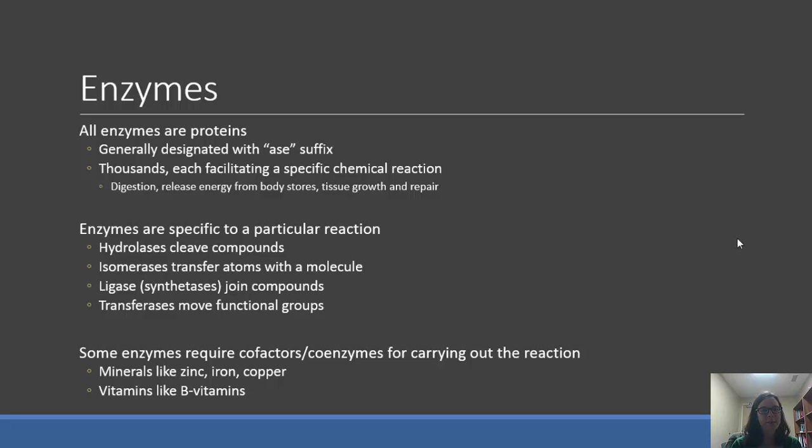So here are some more examples of the specific functions of different kinds of enzymes. We know that hydrolases cleave compounds, whereas ligases or synthetases join compounds together. And then some enzymes do require cofactors or coenzymes needed for carrying out their reactions. So even though we might have enough protein to produce these enzymes, they won't function if they don't have their coenzymes, which could be either a mineral or a vitamin, like a B vitamin.